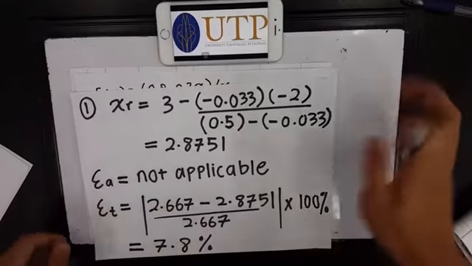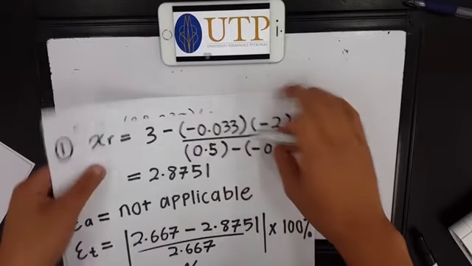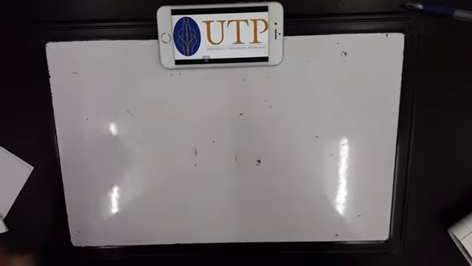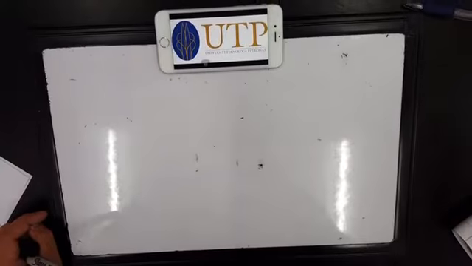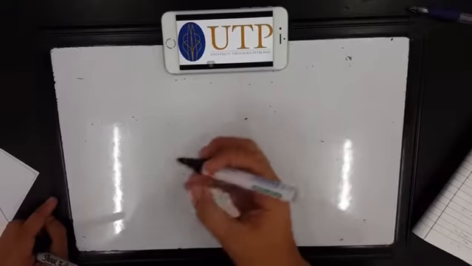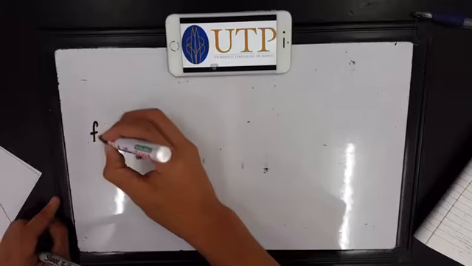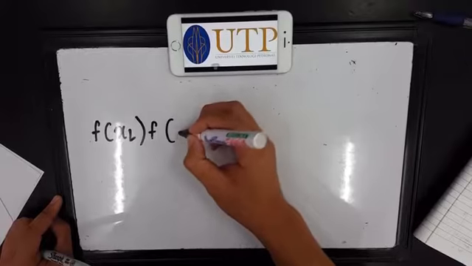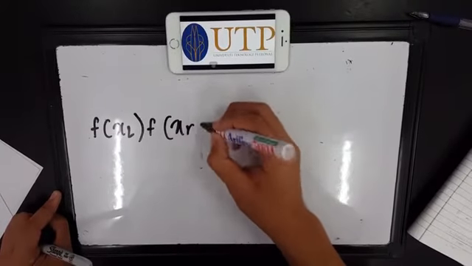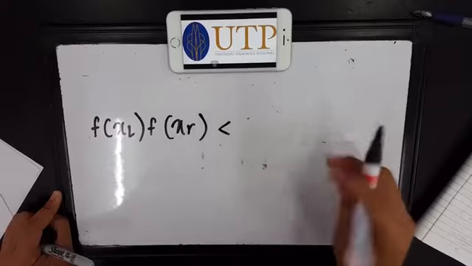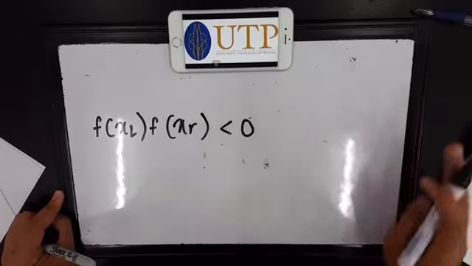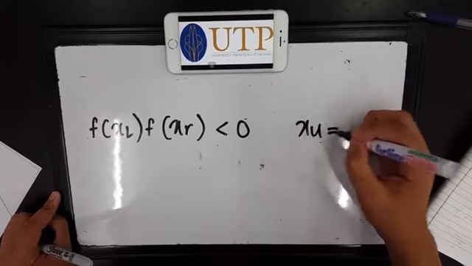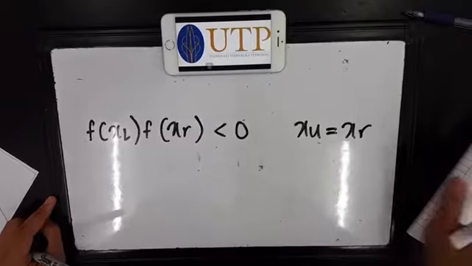Before we move on to the second iteration, we have to bear in mind that there is a condition. Yes, a condition. Thank you, Ihan. The condition we need to remember is that the function of XL multiplied by the function of XR needs to be less than 0. Only then can we set XU equal to XR.